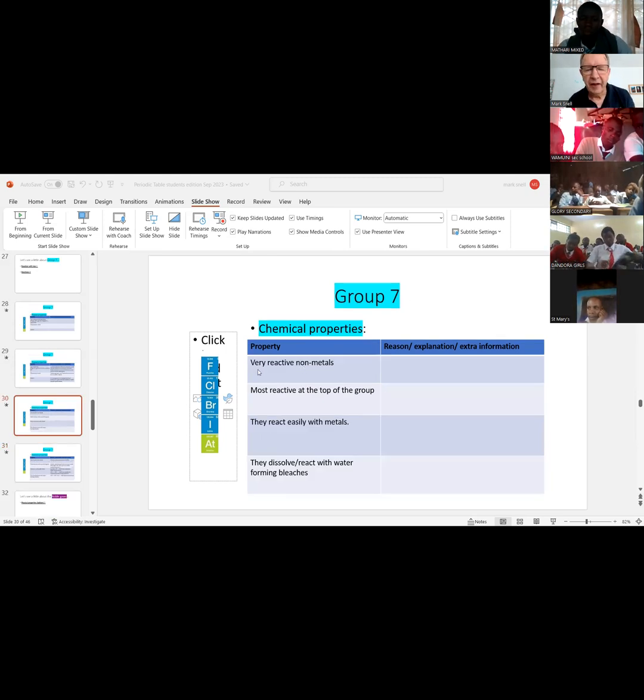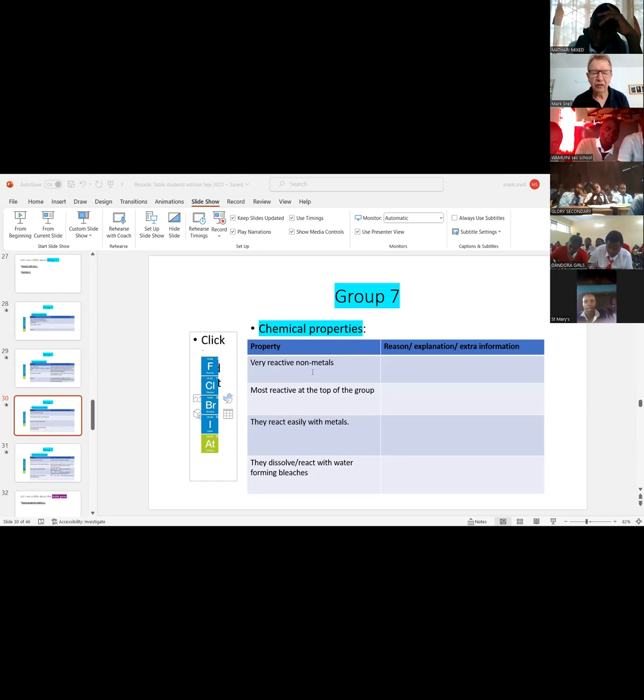Chemical properties, they are very reactive. The most reactive is at the top of the group. They react easily with metals. And the last thing is important because you need to know a use of them, and that is that they react with water to form bleach. Okay, they react with water to form bleach.